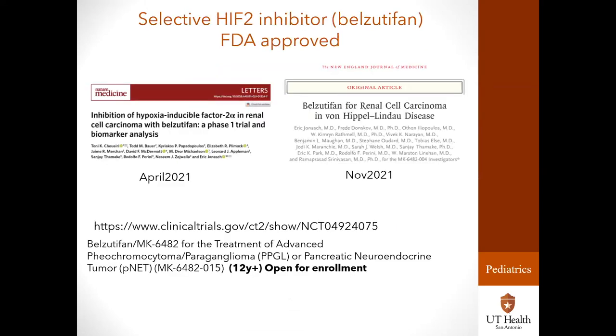Next slide, please. So research over the past 5 years has led to the discovery of a specific small molecule inhibitor of HIF-2 alpha, one of the HIF subunits, and the one that is believed to be most relevant for VHL. This drug is now known as belzutifan and has been FDA approved very recently.